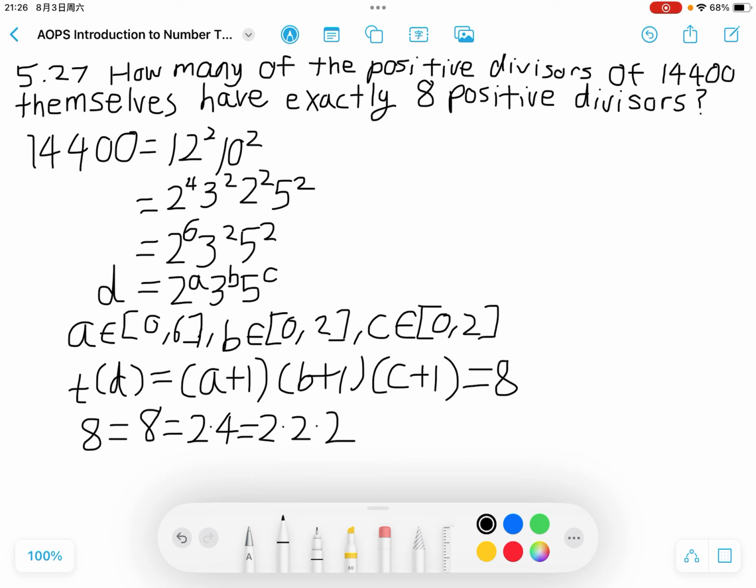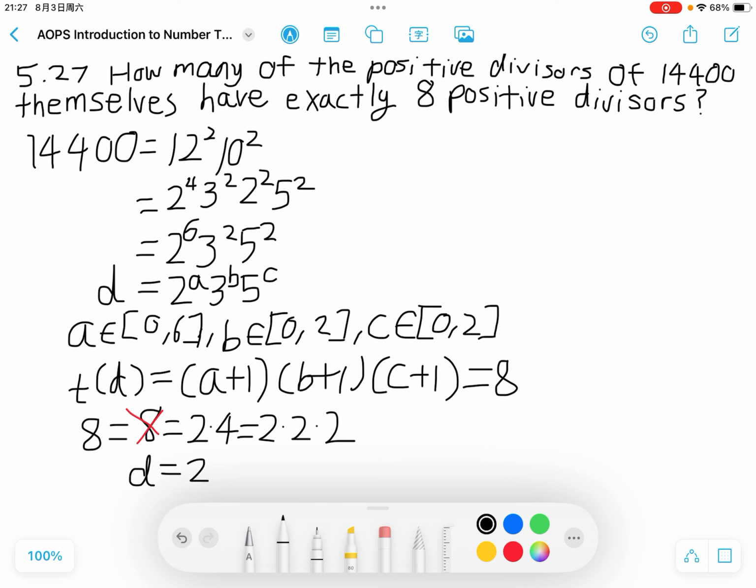So for 8, if we have 2 to the power of 8, this actually works as an integer. However, A has to be between 0 and 6. It can't be 8. So D can't be 2 to the power of 8. And same for B and C. When B or C are 8, they're out of the range of being at most 2. So 8 doesn't work. So we just try 2 times 4.